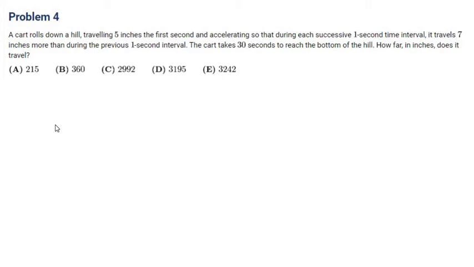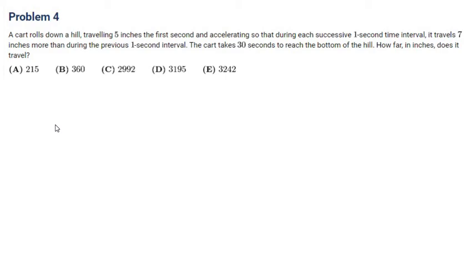A cart rolls down a hill, traveling 5 inches the first second and accelerating, so that during each successive 1-second time interval, it travels 7 inches more than during the previous 1-second interval. The cart takes 30 seconds to reach the bottom of the hill. How far in inches does it travel? So we can construct a sequence based on this.